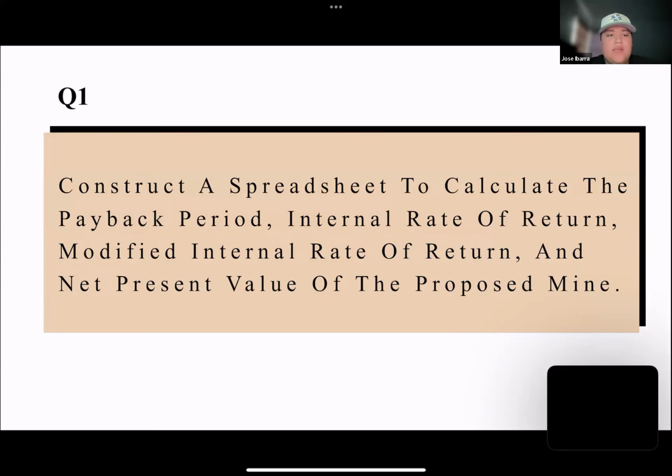So question 1 asked to construct a spreadsheet to calculate the payback period, the internal rate of return, the modified internal rate of return, and the net present value of the proposed mine.